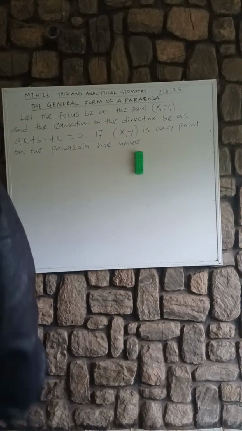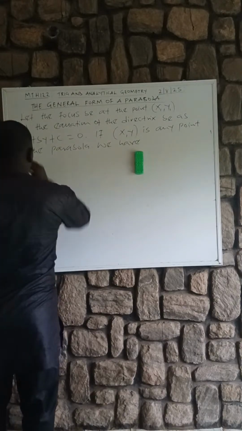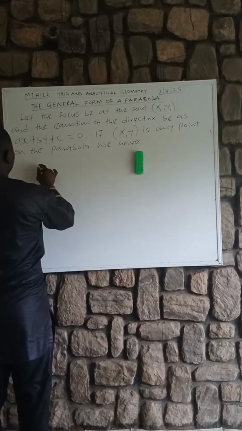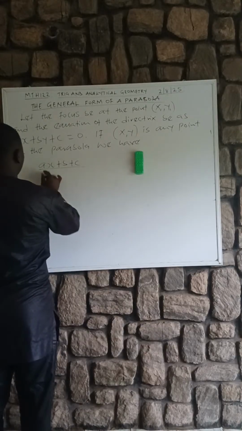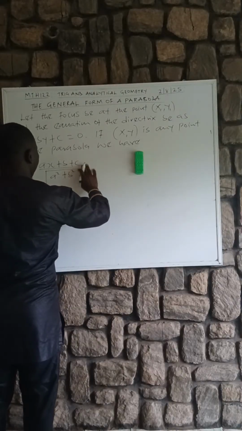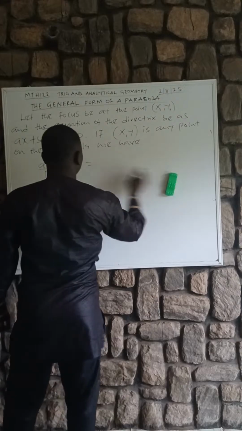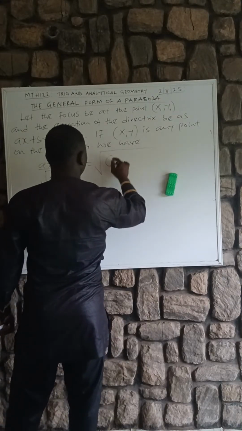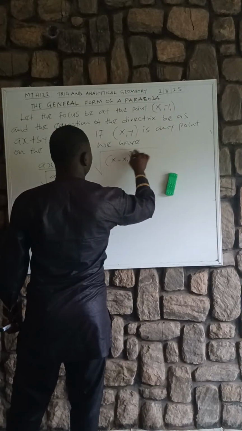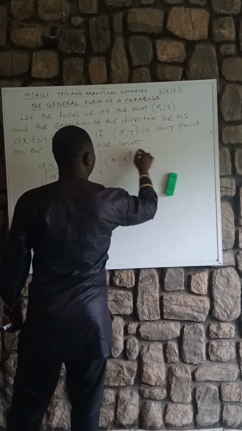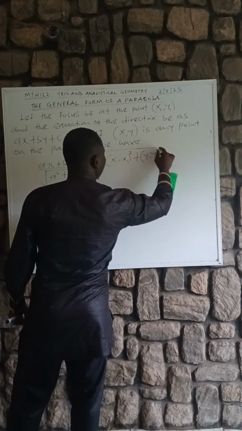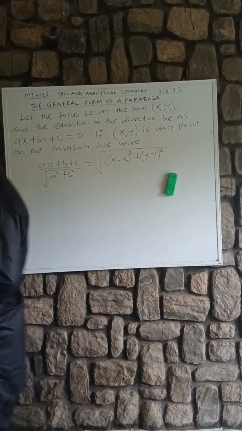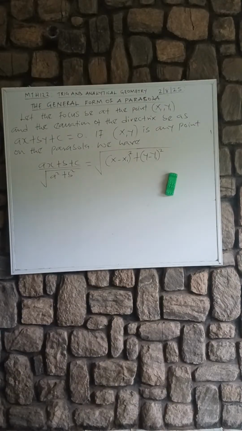Okay. So now we have ax plus by plus c all over the square root of a square plus b square, then equals to the square root of x minus x1 all in square plus y minus y1 all in square. Amen? Okay.